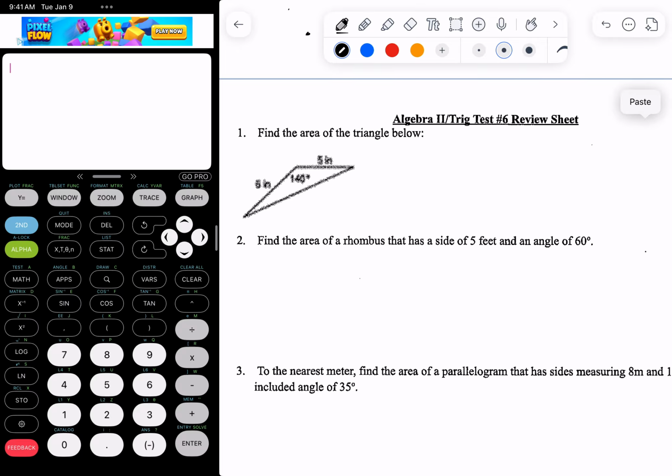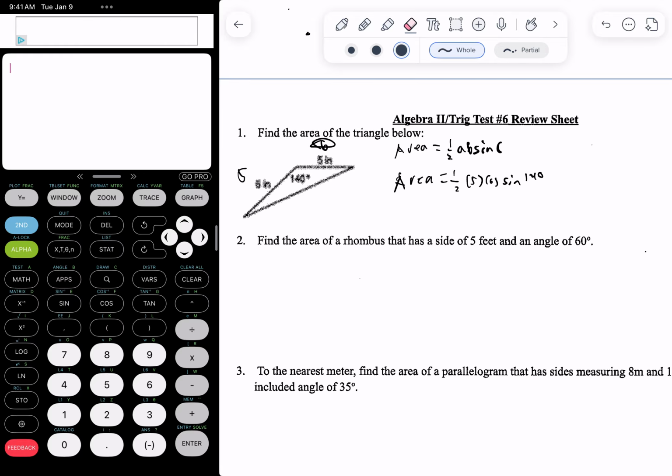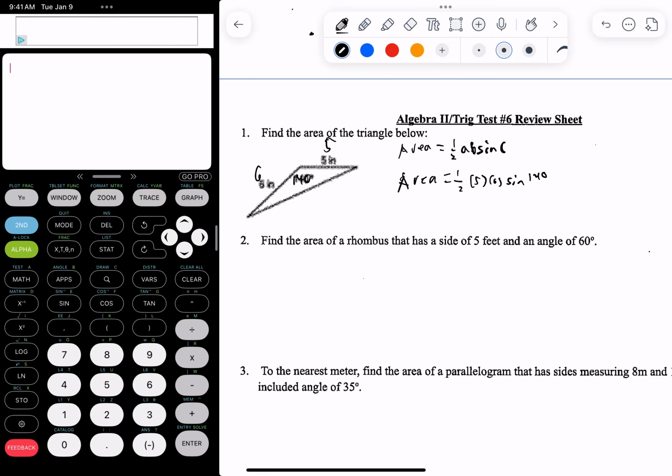It says K equals, but I'm just going to say area. Area equals half of AB sine C. Okay, great. So now we can plug this straight into our calculator. Area equals half 5 6 sine 140, right? Because it's 5 6, or whatever it may be. I think it's actually the other way around. 5 6 140, and that's sine C over there, the angle.